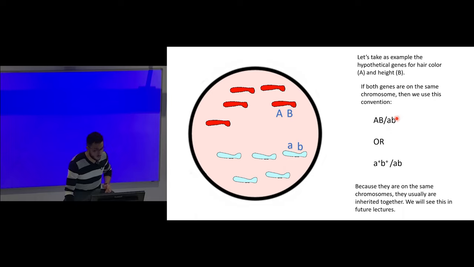Now we need the slash because we're saying big A is next to B, slash small a is next to B. So they're on the same chromosome.